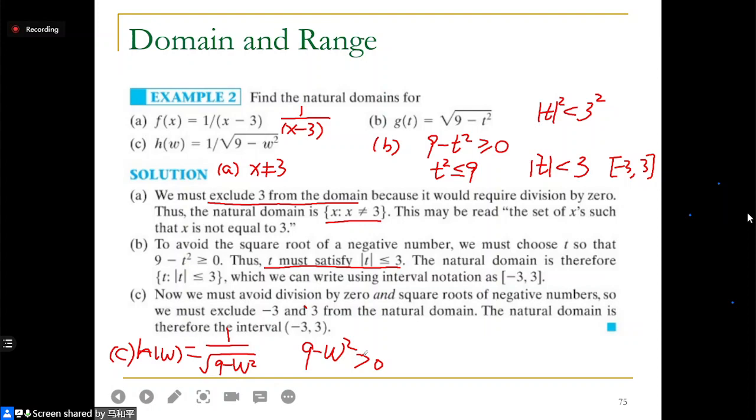This means avoid dividing by 0 and square roots of negative numbers. We have omega squared less than 9, which means the absolute value of omega is less than 3. So omega belongs to the interval from -3 to 3. So the natural domain is the interval from -3 to 3.